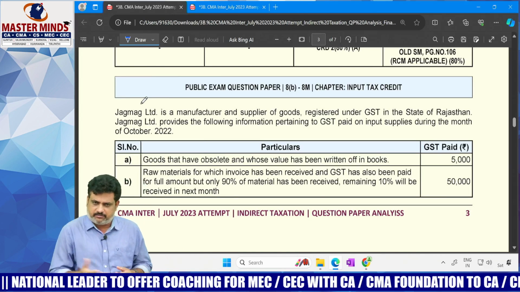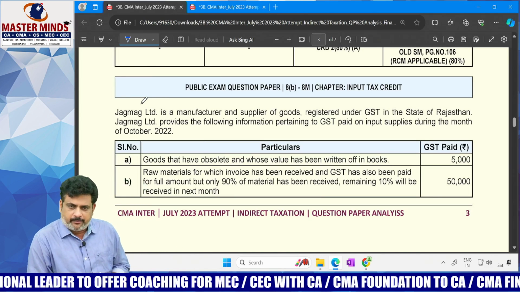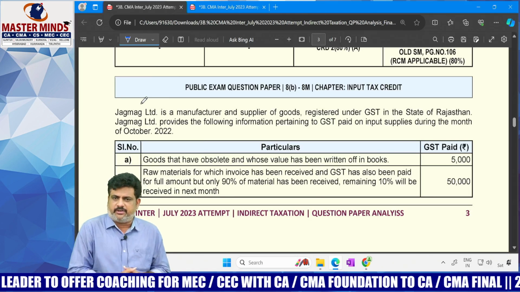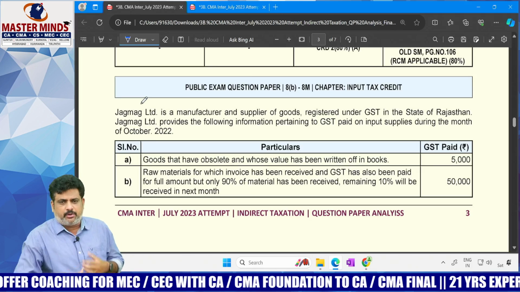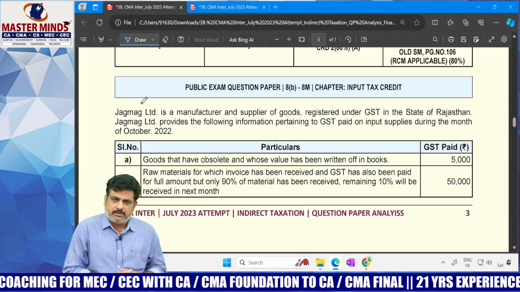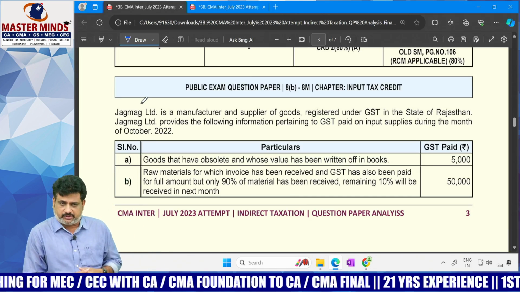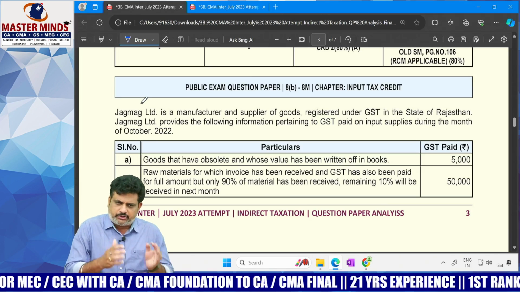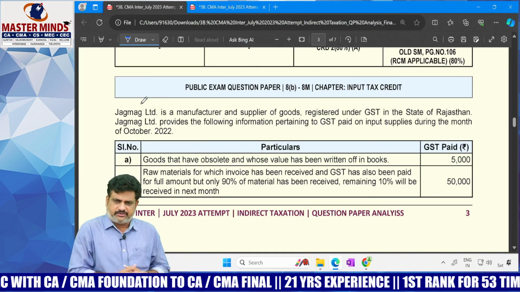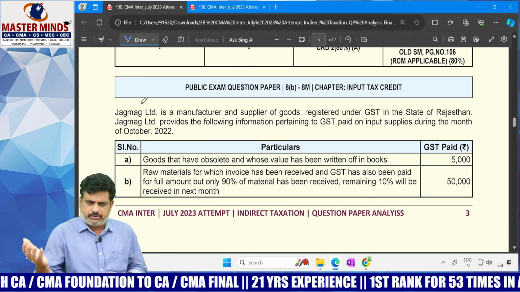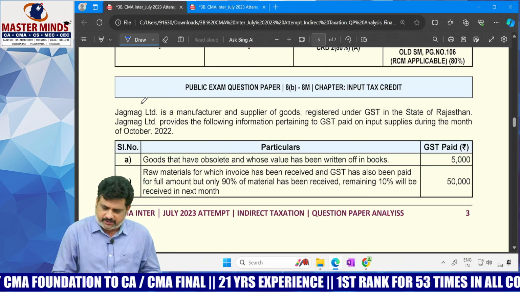ITC is not allowed. Straightforward one. Raw material for which the invoice has been received and GST was paid, but we received only 90% of the material. The balance 10% was received in the next month. To the extent you receive, up to that extent only you can claim the ITC. Therefore, in the 50,000, only 90% is allowed as ITC.